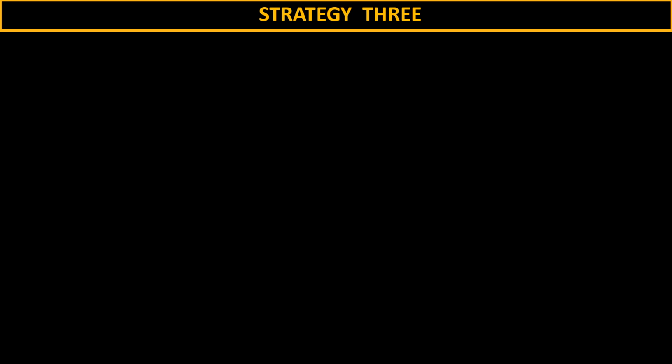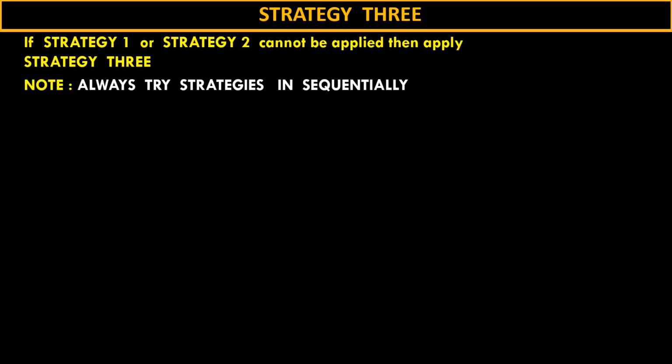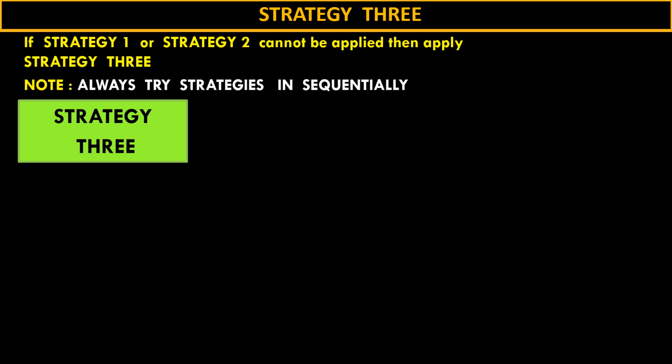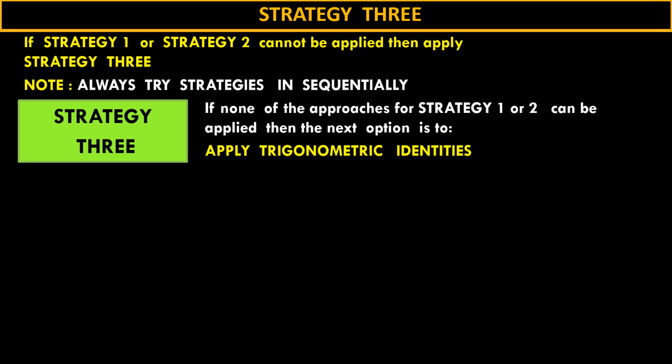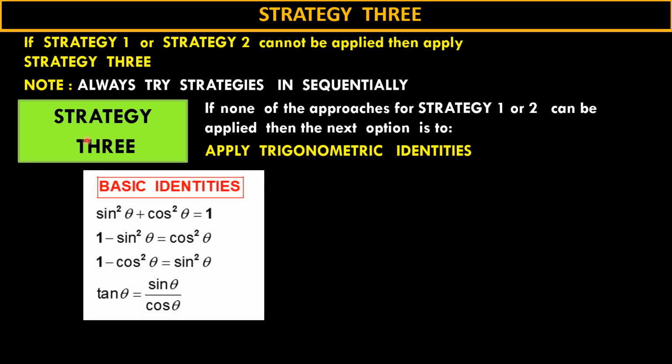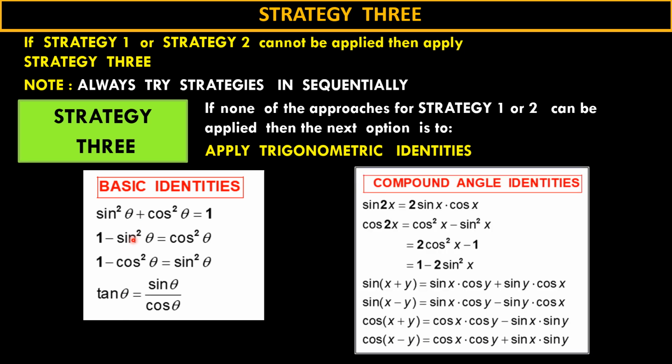Now let's look at our strategy number 3. Okay. Now if you cannot apply strategy 1, otherwise there's no simplification, you cannot factorize, then there's one more option left for you. And that one option is you can apply trigonometric identities. And the identities I'm referring to here are these basic ones and the ones that you get on your formula sheet, right? Remember the reduction one, that is part of strategy number 1 there.